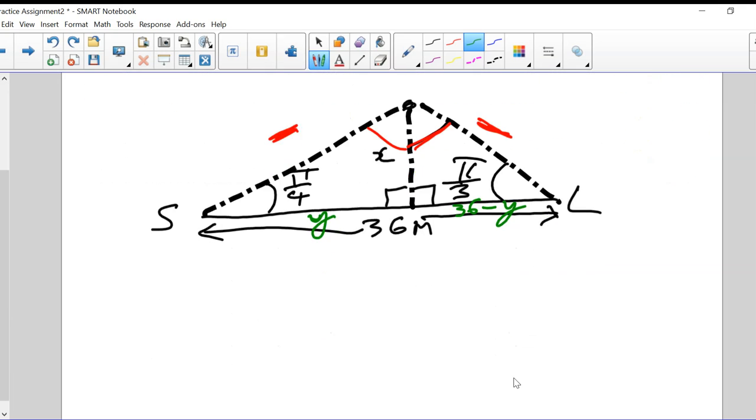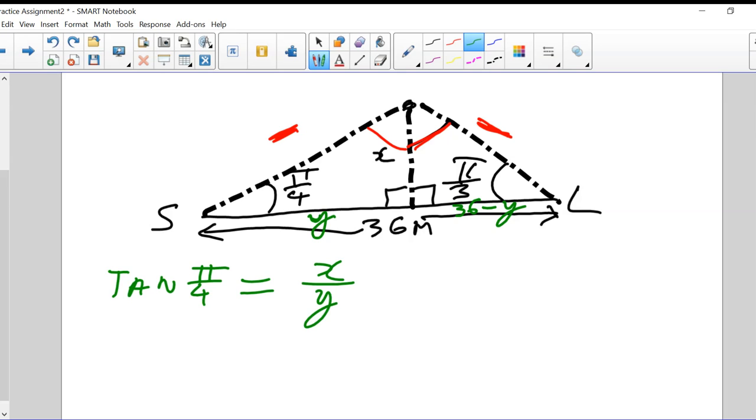Because here's what I'm thinking. I can come up with an equation that uses that angle of pi over 4 on one side and pi over 3 on the other to come up with an equation that has x, and then the x is in both, and then we can probably set them equal to each other. Here's what I mean. Let's take the triangle on the left for a minute. The triangle on the left, I can use, let's say, tangent of this angle, pi over 4, is equal to x over y.